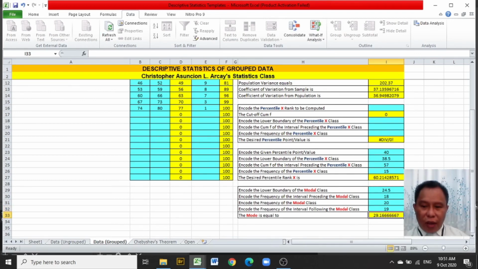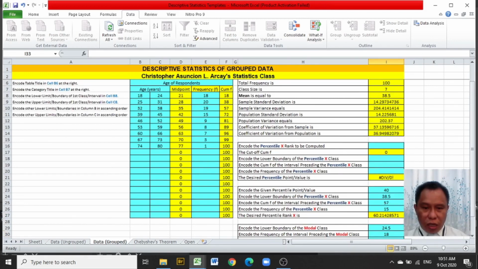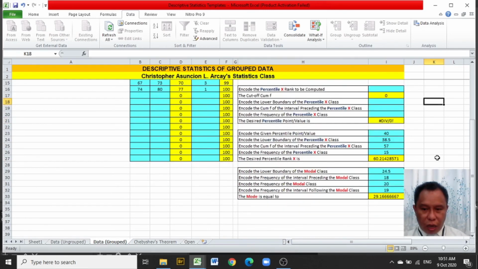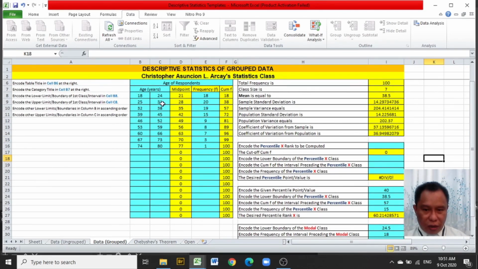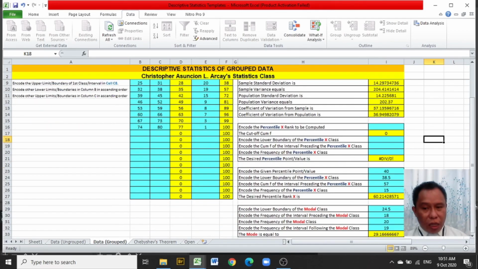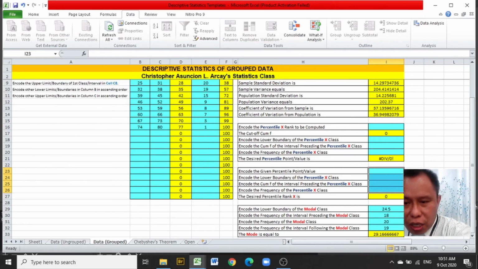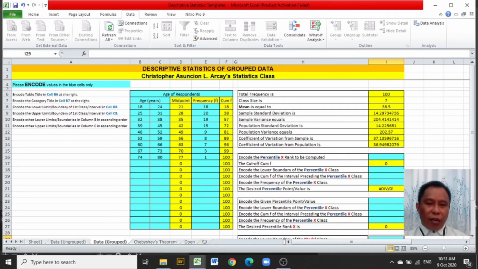And we are given the value 29.17, approximately to the hundredths place, which is the mode. It is inside the interval 25 to 31. That is how to compute the mode. So that is how descriptive statistics are computed in the previously designed Excel template.